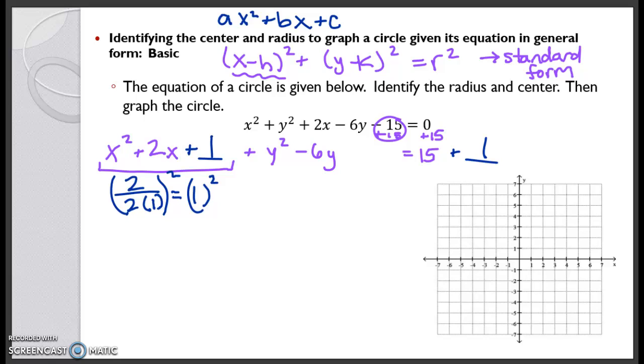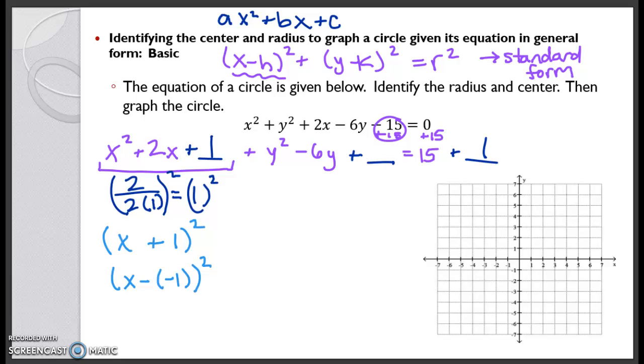Now what did that accomplish? Well, this factors into x plus 1 squared. So now I have it in the form of x minus h squared if we think of it as x minus negative 1 squared. Okay. Now, we also need to do it to the y side to complete the square for the y side.